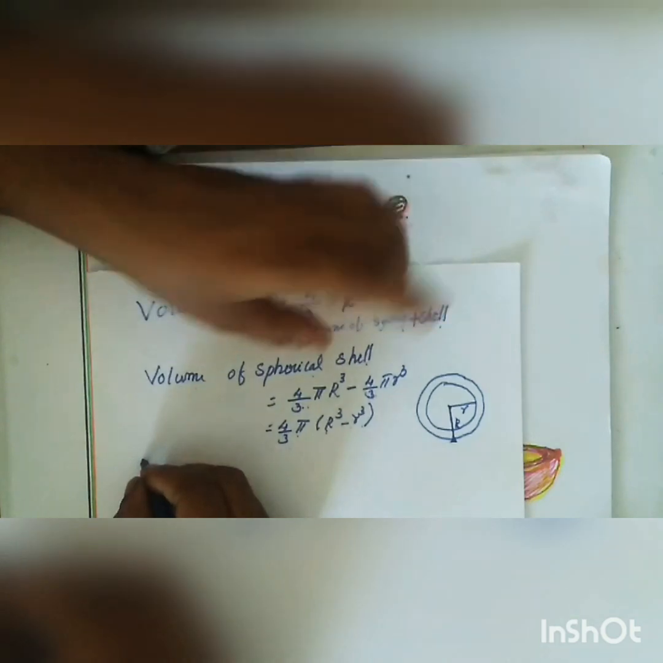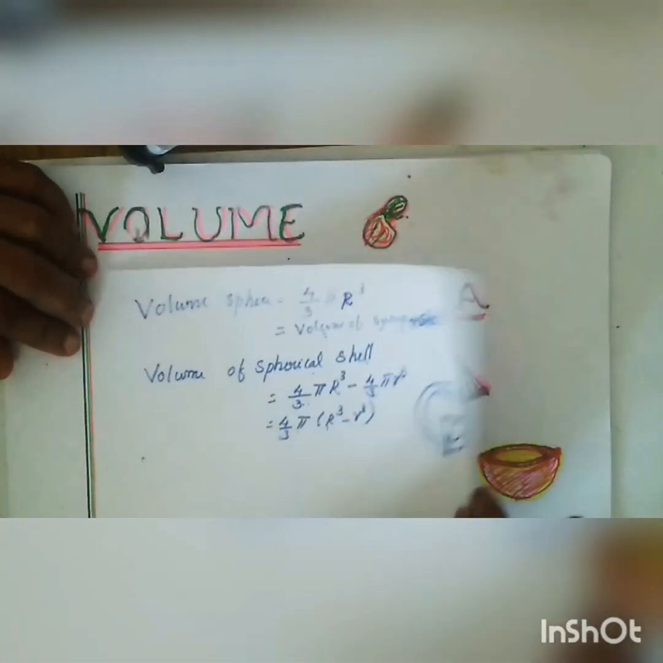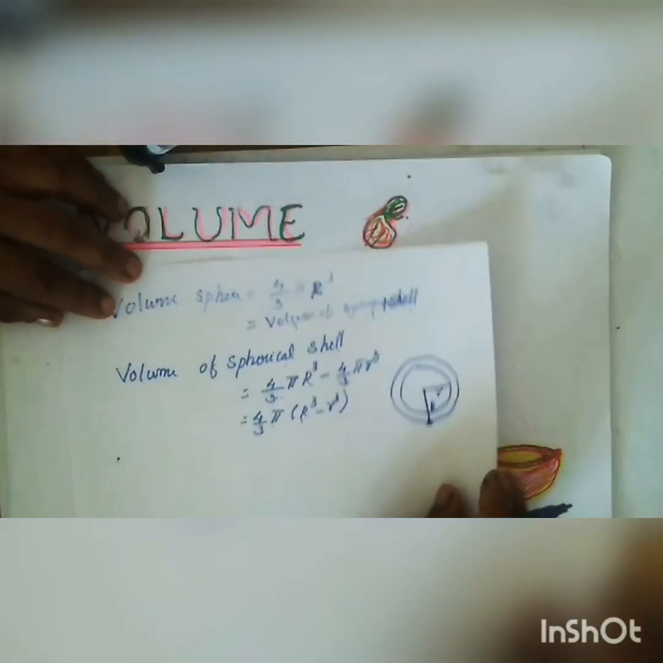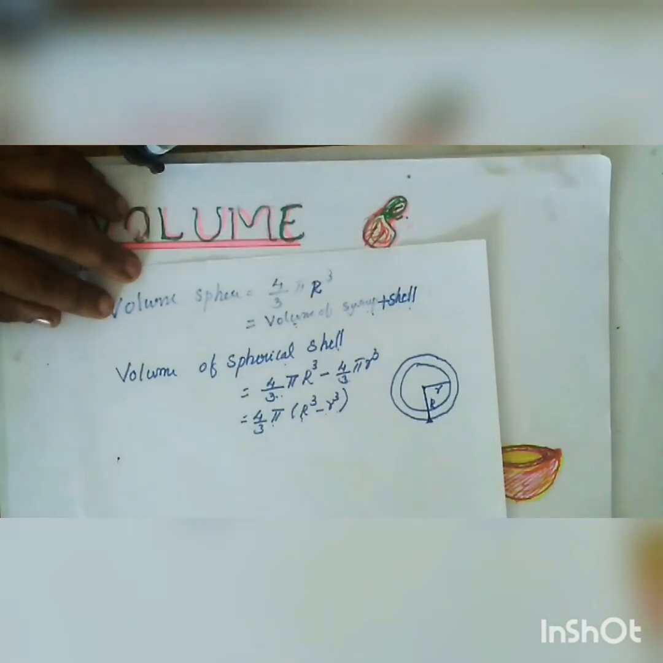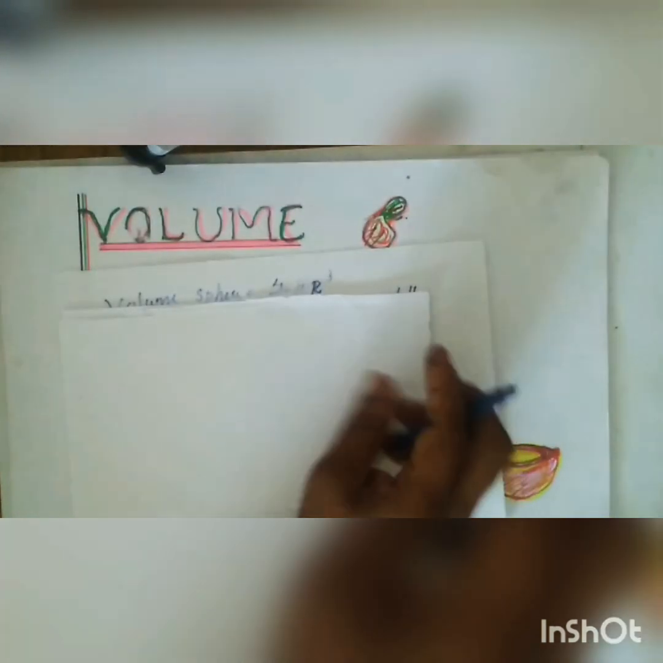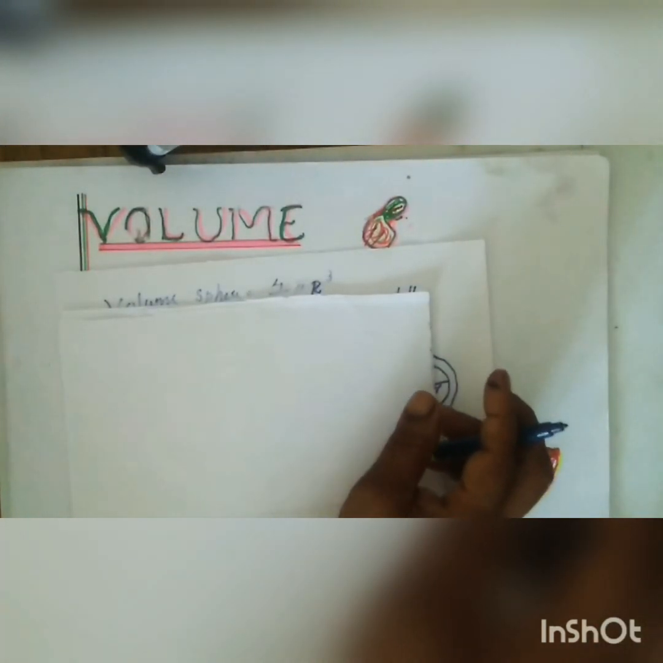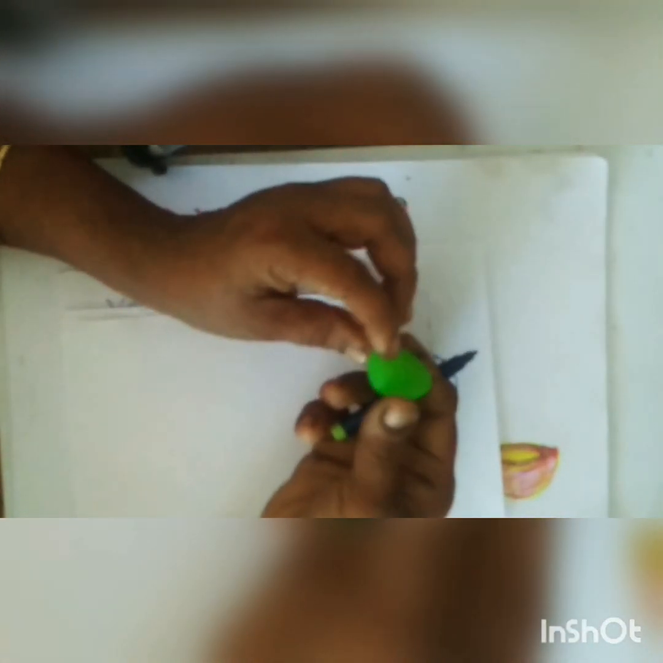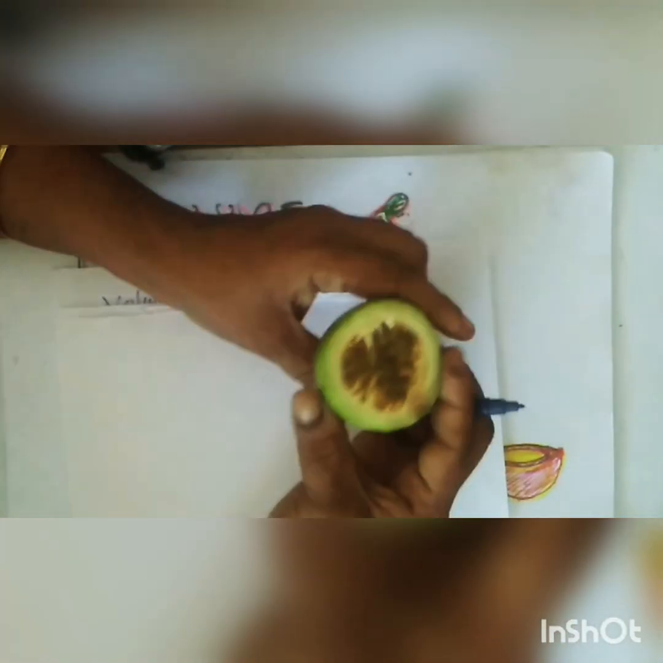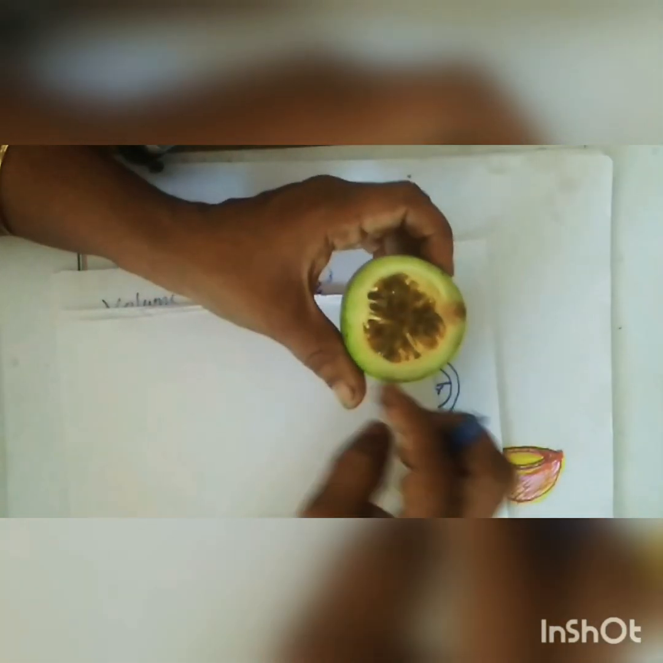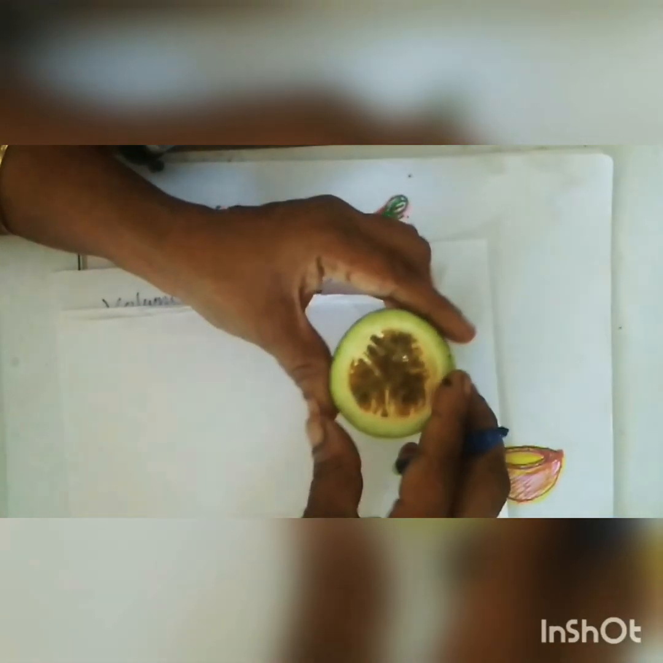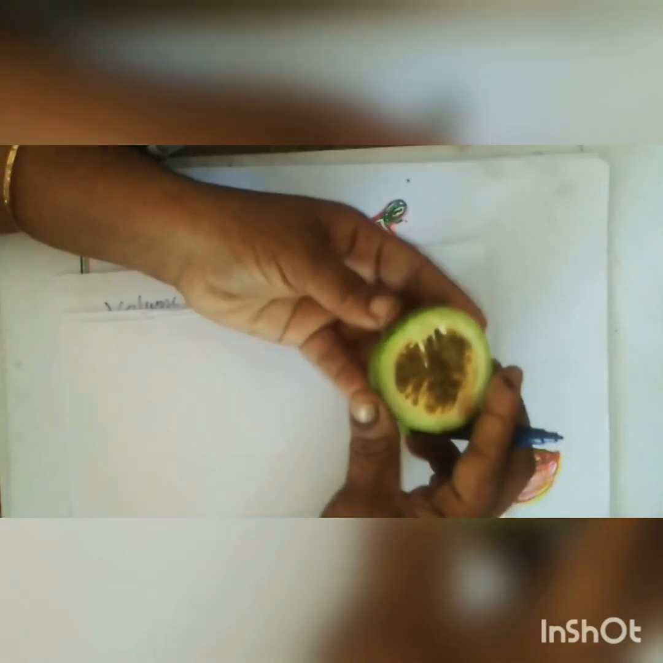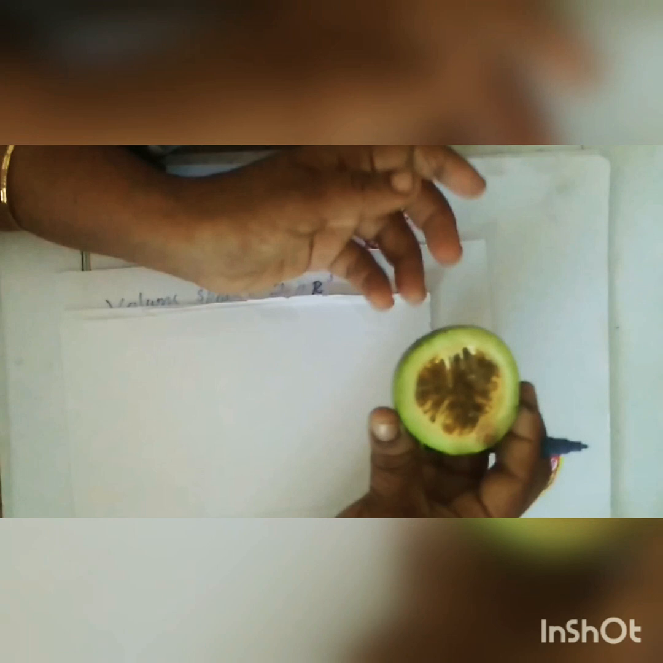Next, hemisphere. This is a sphere. For getting the hemisphere area and volume, I cut it. This is a hemisphere. It is half of a sphere. Here is another example. This is half part of this fruit, and it is almost like a hemisphere.